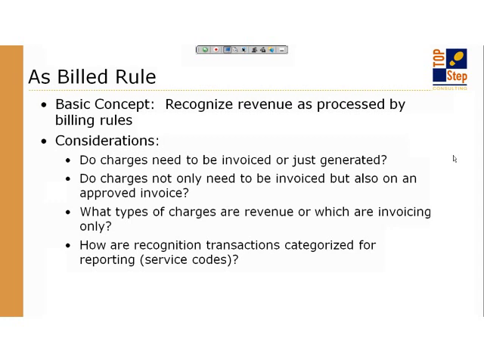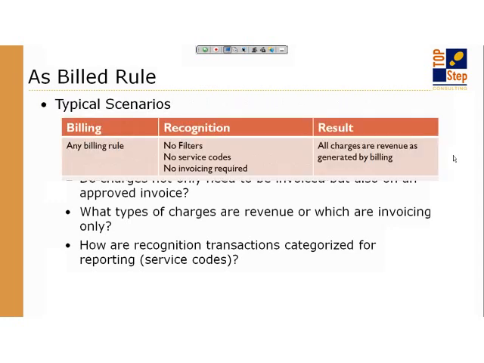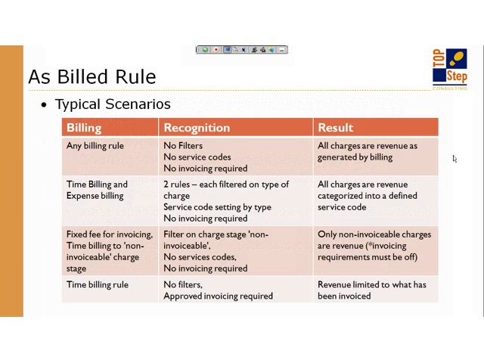So I took the liberty to take some of these examples and throw them into scenarios of, well, how would the billing rule look? How would the revenue recognition rule look? And what would be the result of these things?